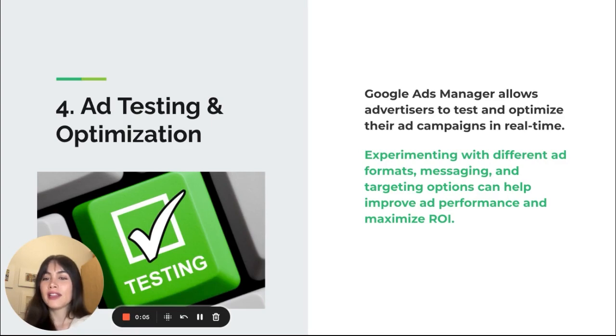All right, so number 4 is ad testing and optimization. And of course, I'm going to preface this by reminding you again that it's important to give Google time to learn your campaigns before doing too many tests and tweaking. But it's important to also be testing campaigns in real time, monitoring them. You can experiment with different formats such as messaging and targeting options. All of this can be tweaked.